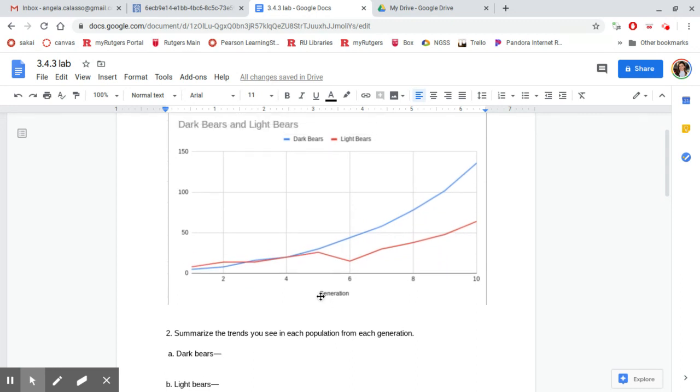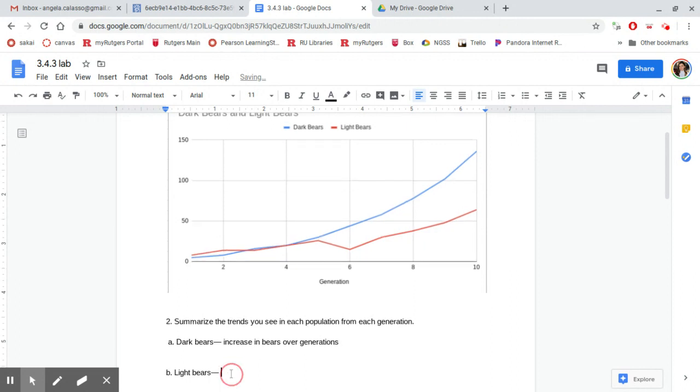Just thinking about a trend, that's something we're going to see across the entire graph. Right away, one of the biggest things that stands out is that these dark bears have a marked increase. Do you all see how that blue line, the dark bears, really increases over the generations? On our x-axis, we have the generations. On our y-axis, we have the number of bears. So we can see that trend of an increase. For dark bears, you could write that there is an increase in bears over generations.